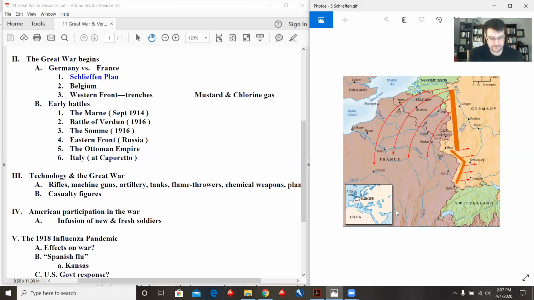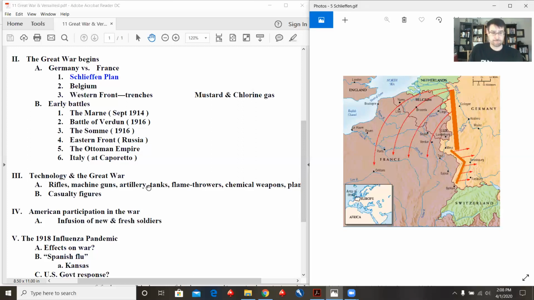So what I want to do, we don't want to spend a lot of time looking at individual battles. That would take too much time. Let me go over very, very briefly the major battles in the Great War, just to get a sense of the carnage and death toll, which is insane in this massively industrialized war.